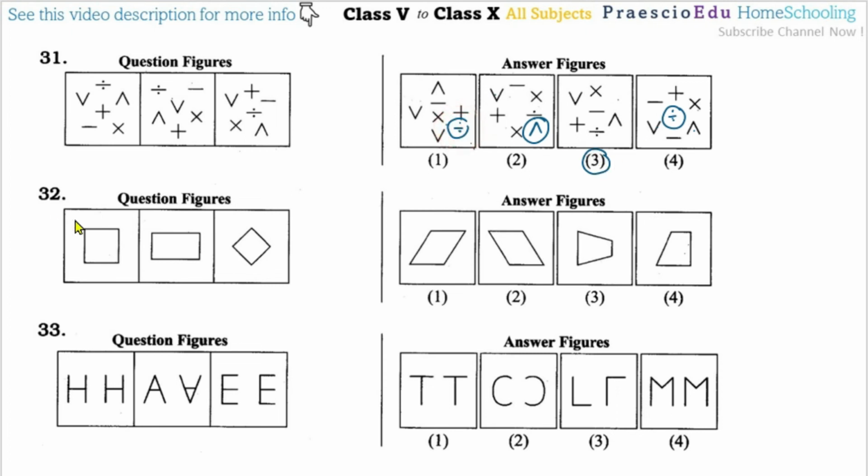Now question number 32. If you see this one, these are quadrilaterals but having at least one 90-degree angle. Okay, so we can say the figure having one right angle. So here the figure also has these right angles here. So that's why option number 4 is the correct one.